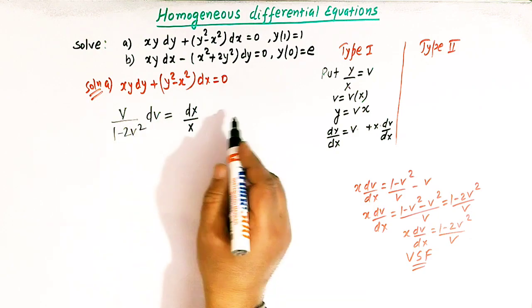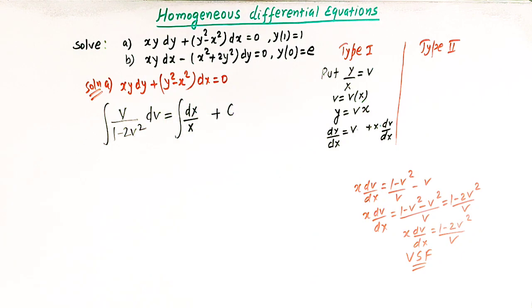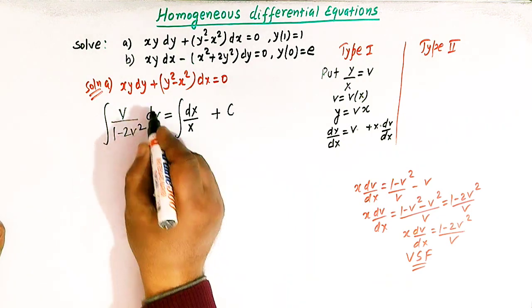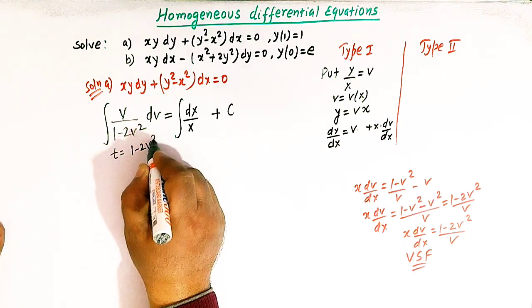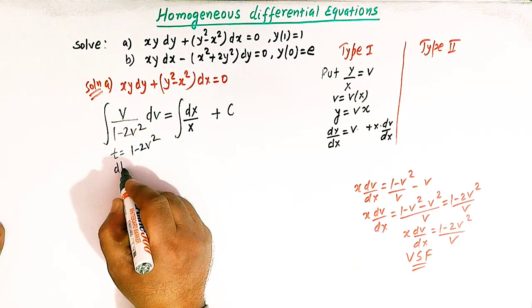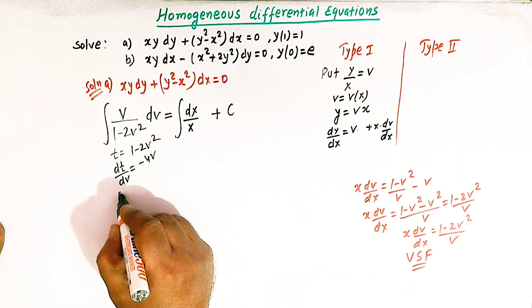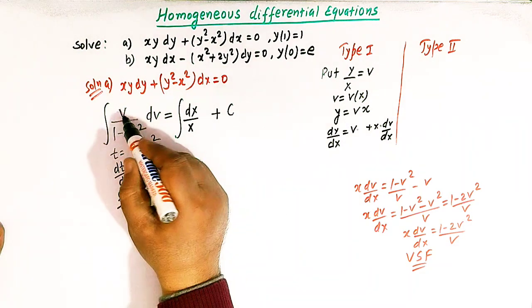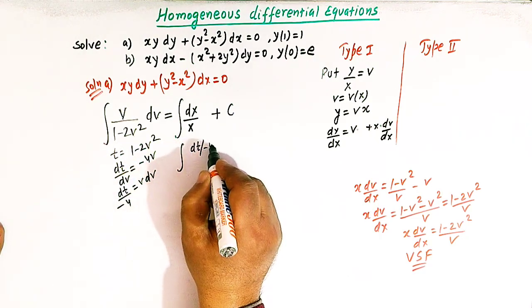So now let us integrate both sides. So here we have a constant of integration c. So now here we have a simple integration and we can solve it by method of substitution. So let us take t is equal to 1 minus 2v square, and here we have dt over dv is equal to minus 4v, and we can now write dt over minus 4 is equal to v dv. So v dv can be replaced by dt over minus 4.